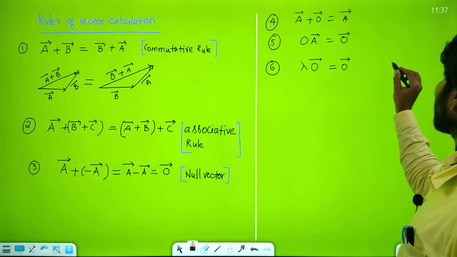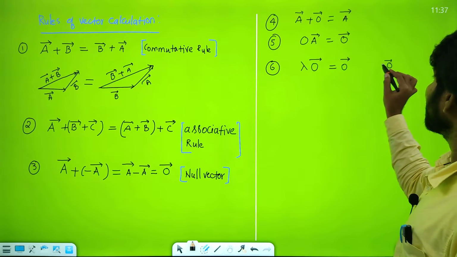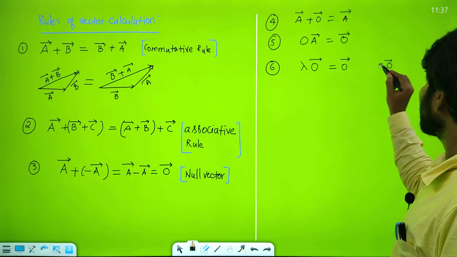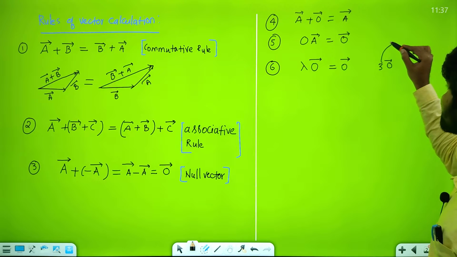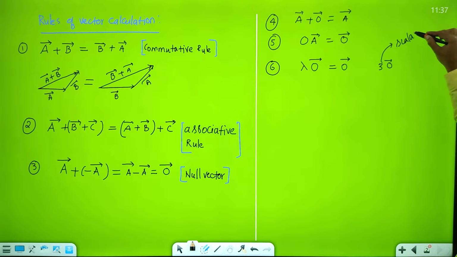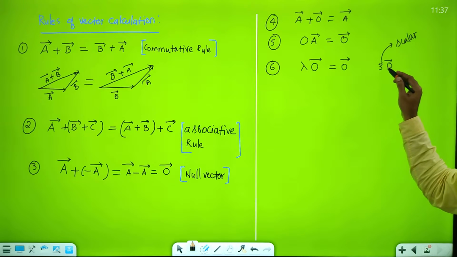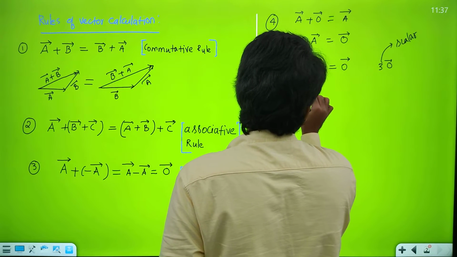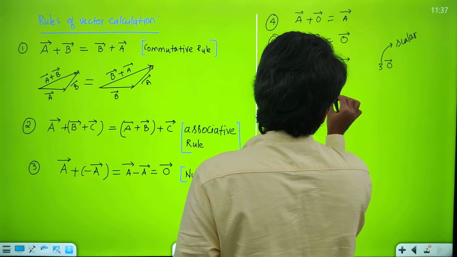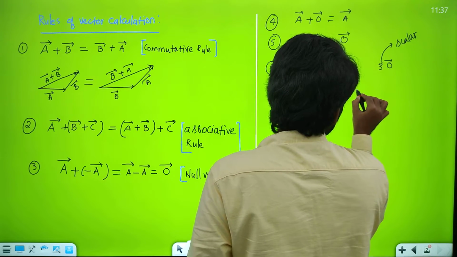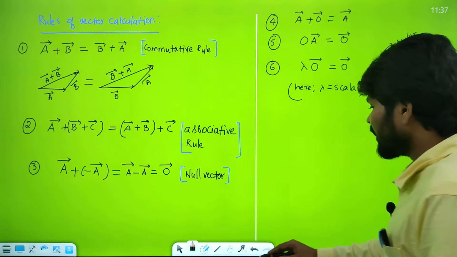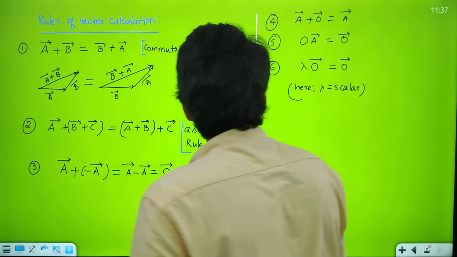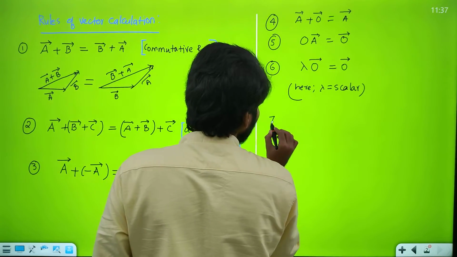What is this zero? Actually, take a zero vector. What does this mean? Like 1, or we can take 2, or we can take 3, any number. What is this number? Nothing but a scalar, right? This is the magnitude, this is the number. Number is nothing but a scalar. So here lambda is scalar. Scalar is nothing but a constant value. So if I multiply zero vector with any constant value, I get only zero vector.